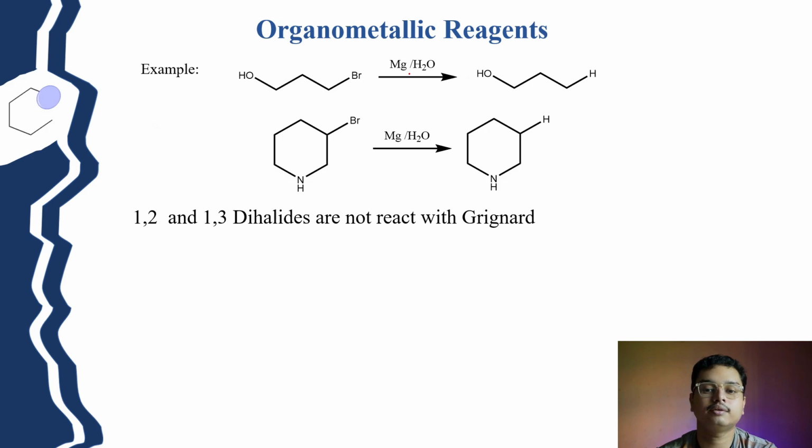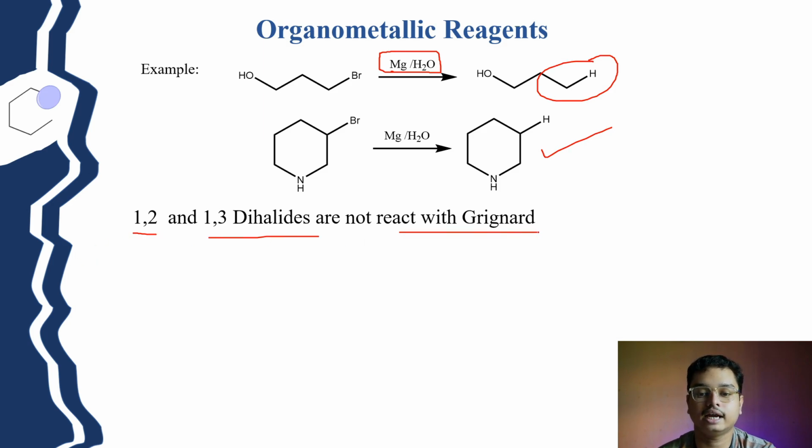For example, here you can see this is the compound and here magnesium and water or moisture is there. So basically no Grignard formation takes place. Rather, this type of compound has been generated. Similarly, here is also the same. And 1,2 and 1,3 dihalides do not react to form Grignard reagents. So this is something that you have to remember.